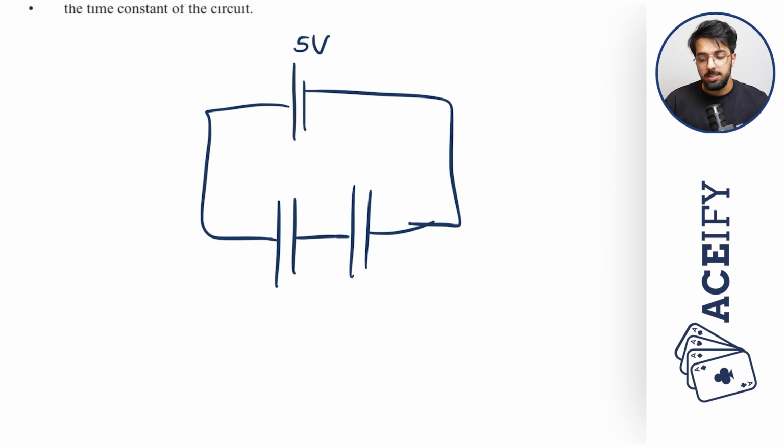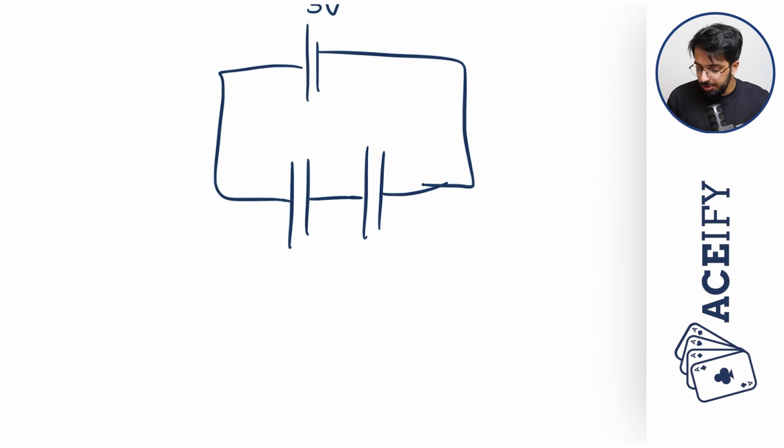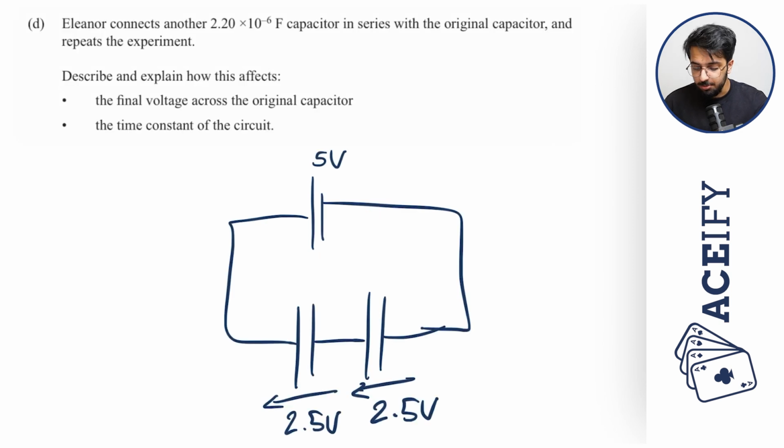So because these two capacitors are identical, the voltage across them is going to be the exact same, because they have the exact same properties. Okay, and so now because there's two of them, the voltage across them is going to be half of what it would be if there was just one of them, which when there was one of them, it was just 5 volts. And so it's going to be half of that, so it's 2.5 volts each. Okay, so the final voltage across the original capacitor, let's say this was the original capacitor, is going to be half of what it was before. Okay, so we ticked off this point.